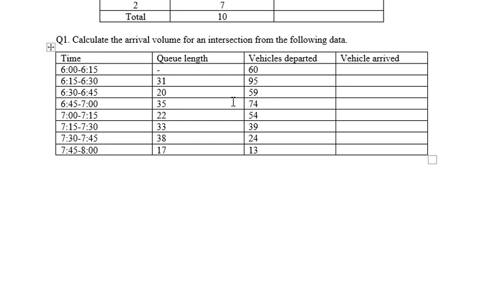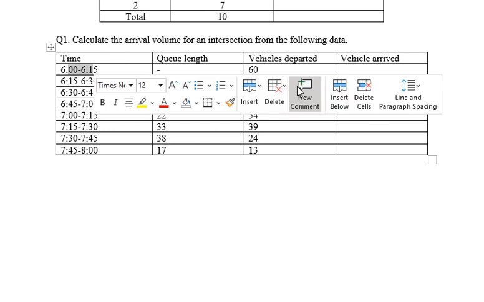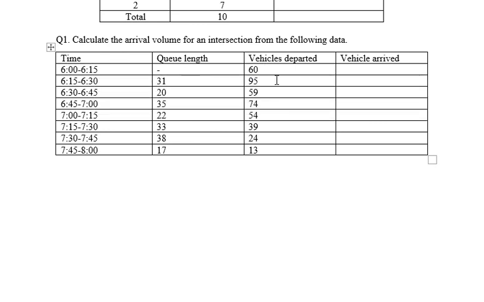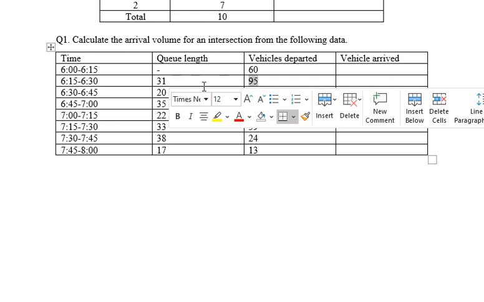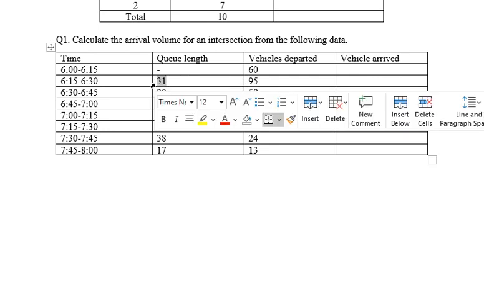So in this question, the arrival volumes are to be calculated for an intersection, and these volumes are normally taken when the flow is more than the demand. So data which is taken is for each time period we have the number of vehicles departed, okay, and we have the queue length which is taken at the end of the time period. Okay, so between 6 to 6:15, 60 vehicles departed, there was no queue, and the next 15 minutes 95 vehicles departed and there was a queue of 31 vehicles.